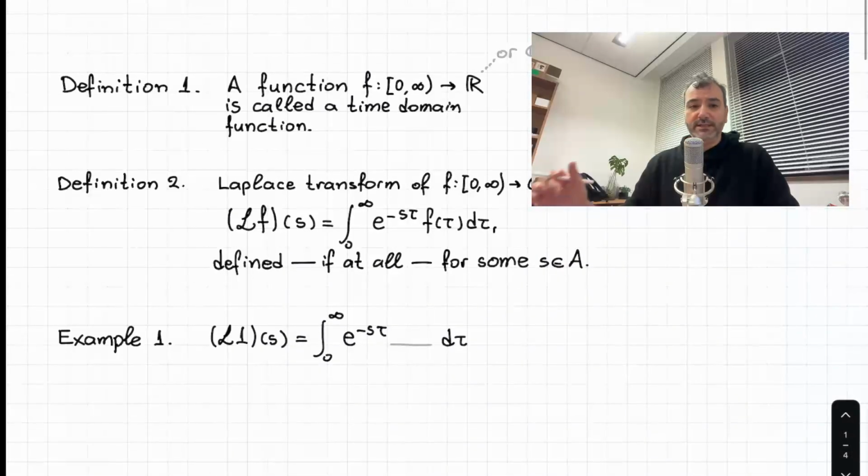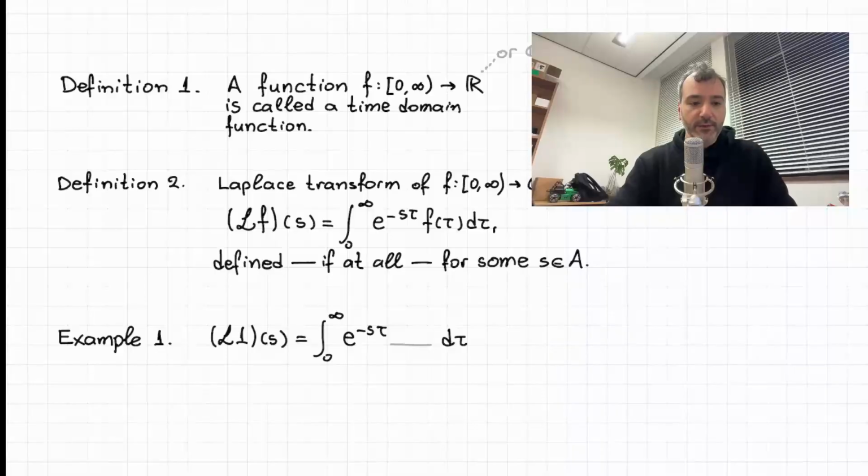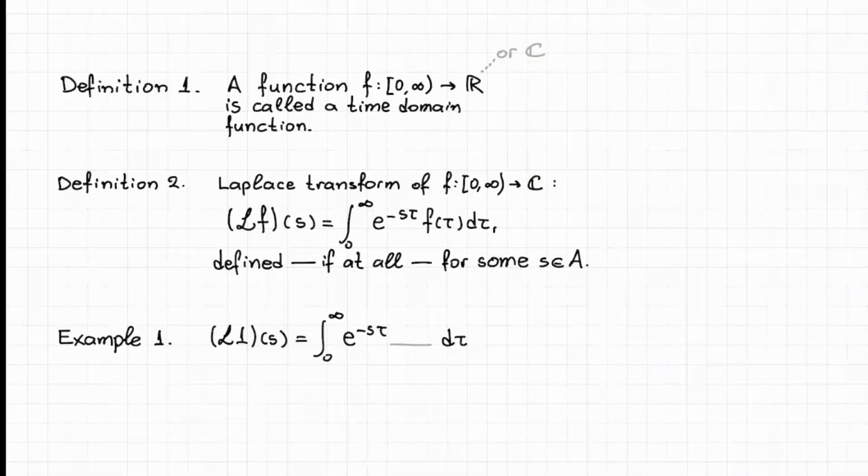Right, so what is the Laplace transform? We'll start with a simpler definition, that of a time domain function. Well, this is simply a function f that lives on this half line. It takes in a time t, which is non-negative, and gives you back either a real number or, more generally, if you like, it can be a complex number.